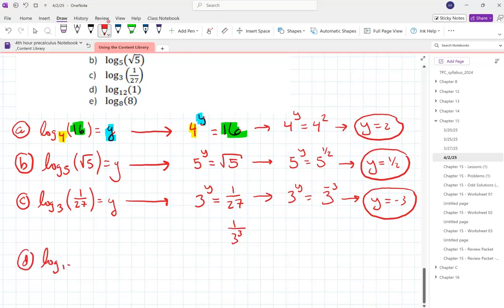The next one, we have log base 12 of 1. Say that's equal to y.